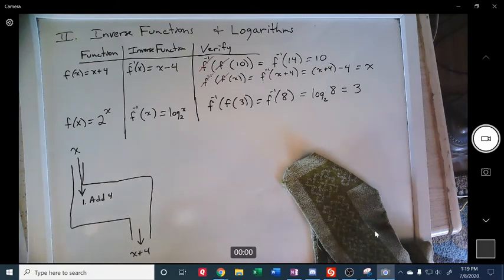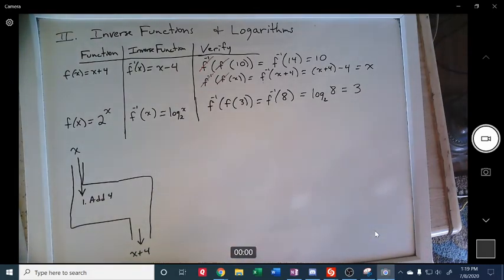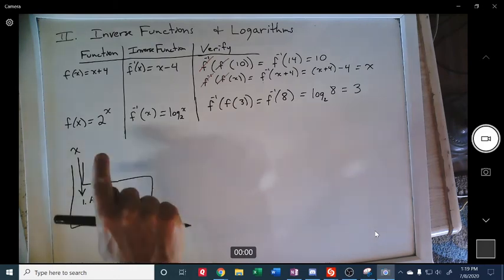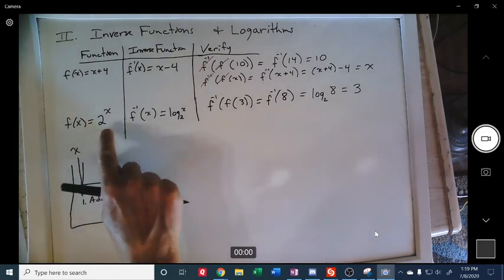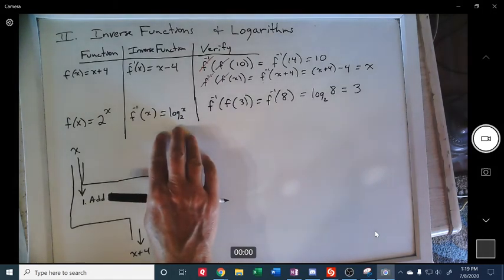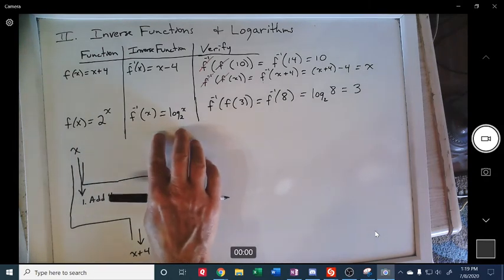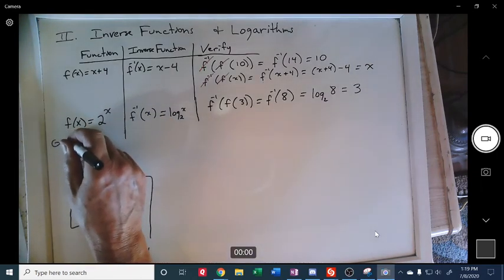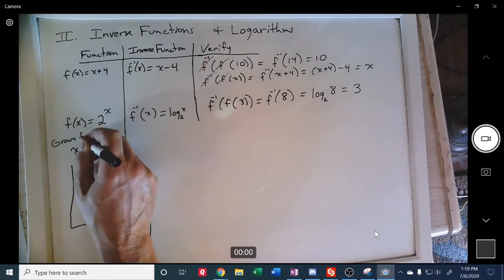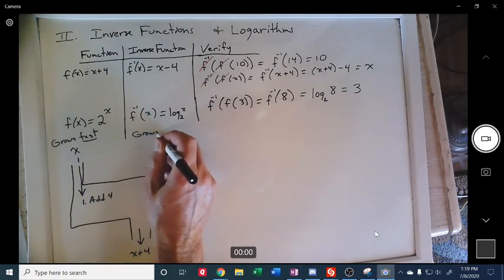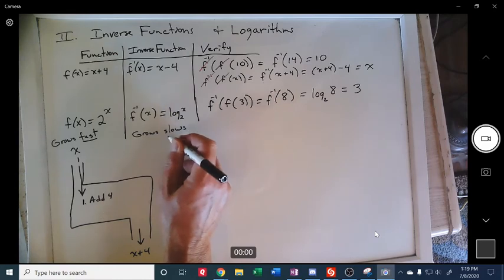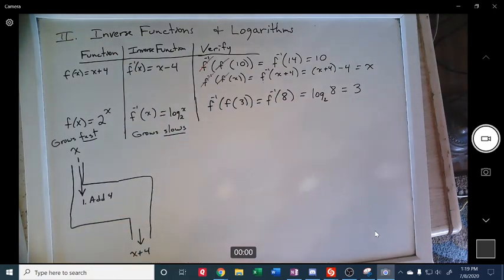So the inverse of an exponential function is a log function. As fast growing as an exponential function is, that's going to be as slow growing as a log function is. This grows fast, this grows slow. It still goes uphill, but it grows very slowly.